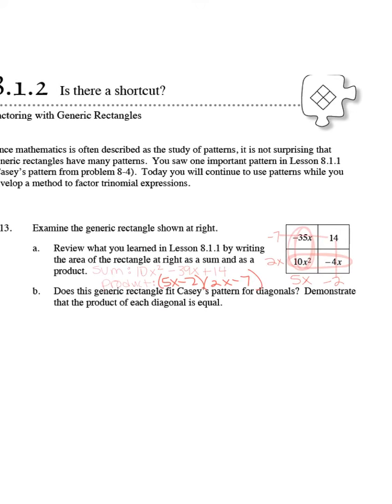Something new is called a pattern for the diagonals. So what we need to look at is these diagonals. Is there something special about these diagonals compared to this diagonal? And there is. In all rectangles, if you multiply the numbers in the diagonal, something special will happen. So 10x squared times 14 would make 140x squared. And if we multiply negative 35x times negative 4x, we also get 140x squared. This multiplying diagonal rule works for all rectangles.